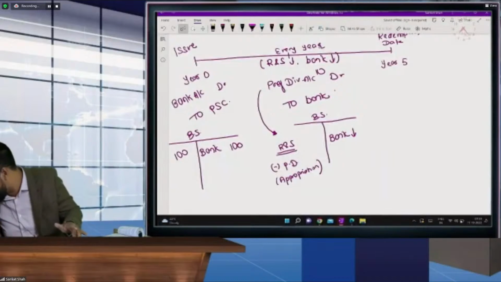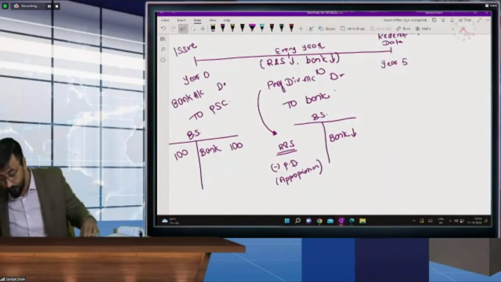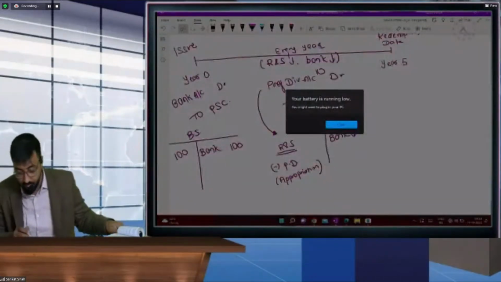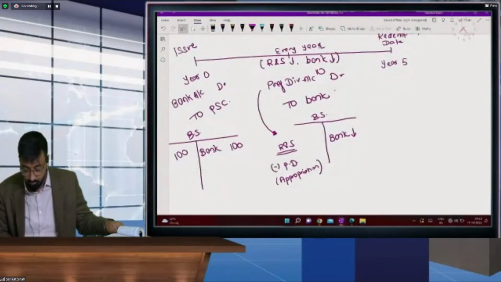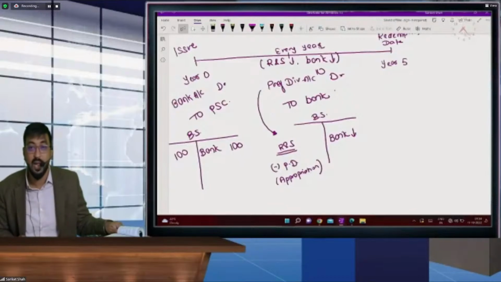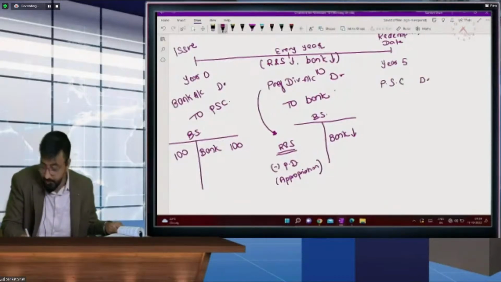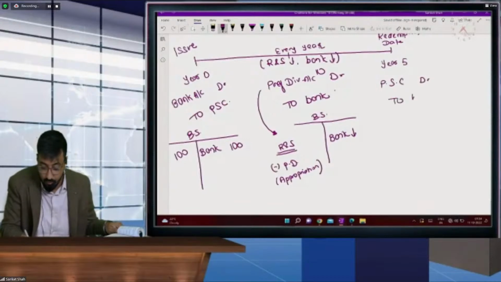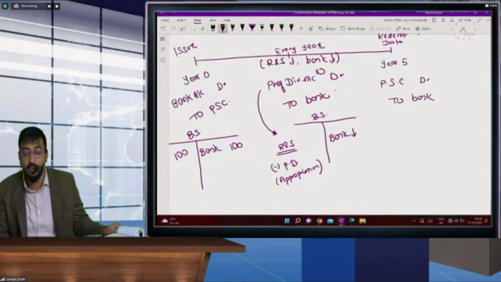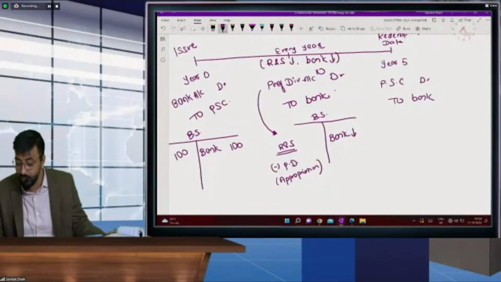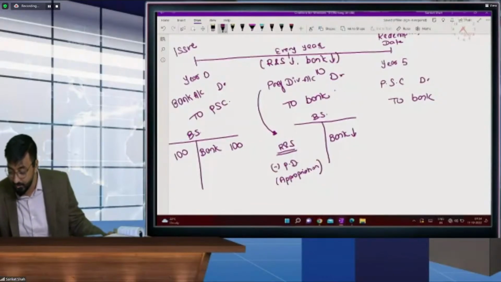What will happen after year 5? After 5 years, the company has to return this amount. So preference share capital debit to bank account. So preference share capital will be debited and bank will be credited. It's very simple. Easy? Have you written these entries? Beta, after that the balance sheet will be 0. After that, in the balance sheet, this effect is 0.